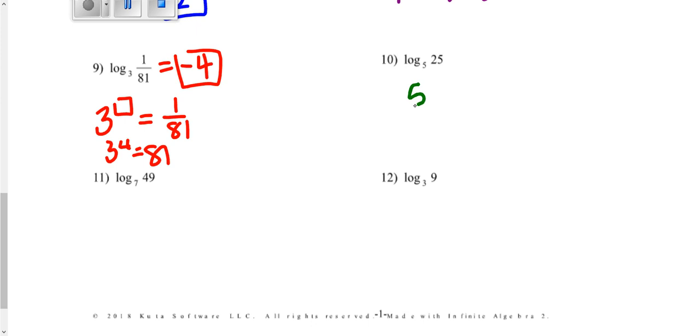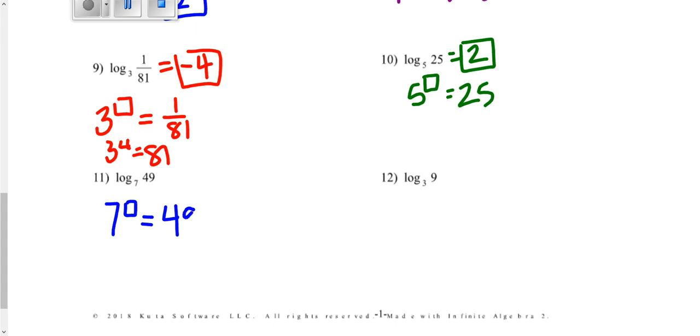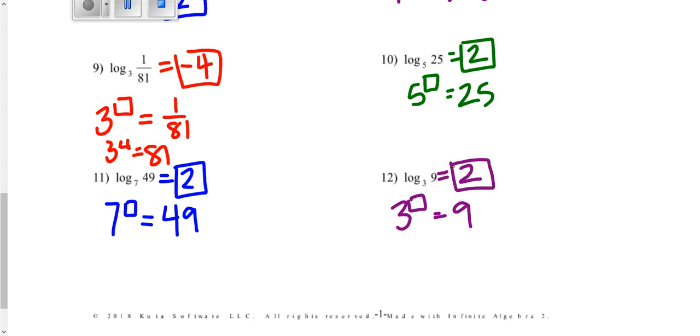All right. 5 to what power is 25? Hopefully this one's pretty simple for you. 5 squared is 25. All right, and then we have 7 to what power is 49? 7 squared is 49. And then we have 3 to what power equals 9? 3 squared equals 9. So those last 3 were all just squared. Hopefully you were able to recognize those.